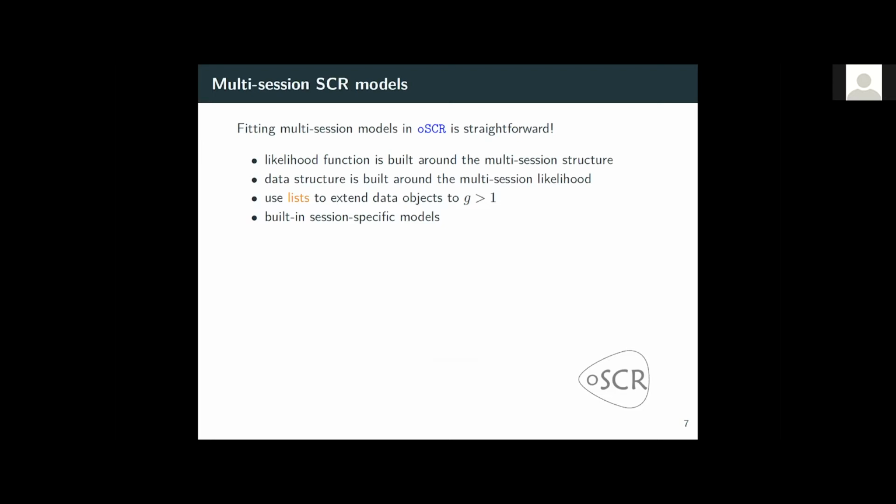And that's why you always see these lists. I didn't talk about it much yesterday, but almost everything you look at is packaged up as a list, and the reason we do that is that we package up session-specific information as a list. So even if there's only a single session, it's still packaged up as a list because it has this general structure. And by building it around this general structure, we're able to have built-in options for modeling.